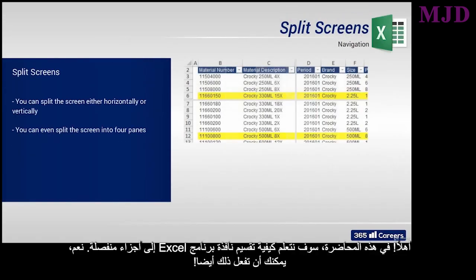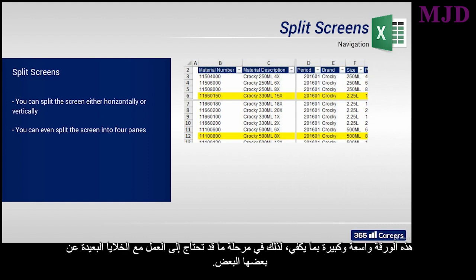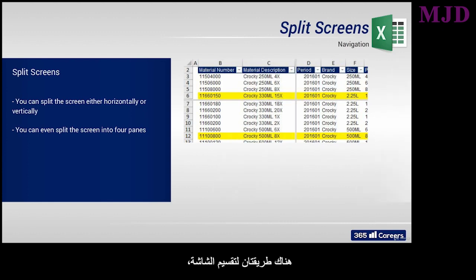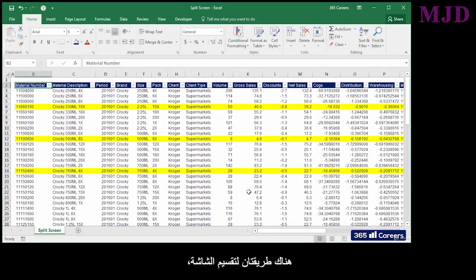Hi! In this lecture, we will learn how to split the Excel window into separate parts. Yup, you can do that too. This sheet is both wide and large enough, so at some point you may need to work with cells that are distant from each other. Split Screen is the right tool to help you see both parts of the spreadsheet simultaneously. There are a couple of ways to split the screen, either horizontally or vertically.